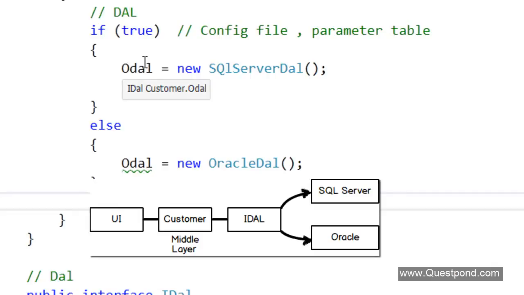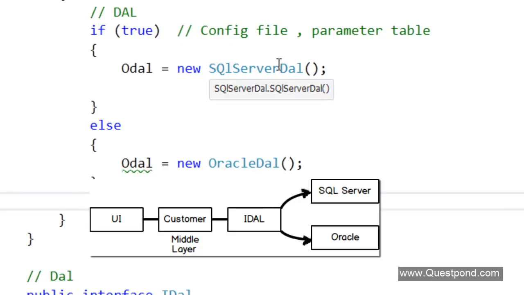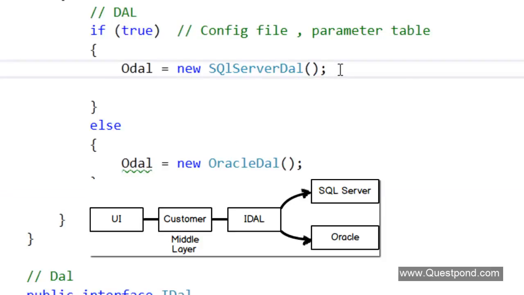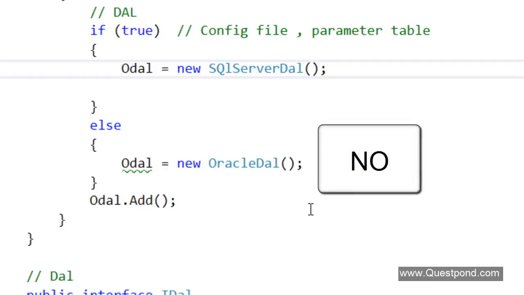Depending on my configuration or my parameterization, whatever I do, it either creates a SQL Server data access layer, or it creates an Oracle data access layer. This is happening because of polymorphism. Remember, in polymorphism, the same object can point towards different objects under different conditions. For example, here, depending on the condition, it is either becoming a SQL Server data access layer, or it is pointing towards an Oracle data access layer. But now the question is, is this a decoupled architecture? And the answer is absolutely no.